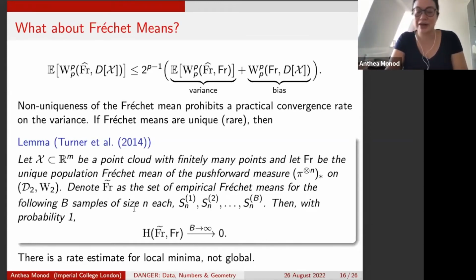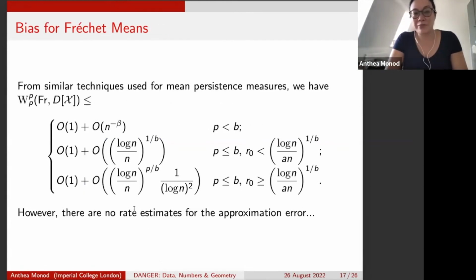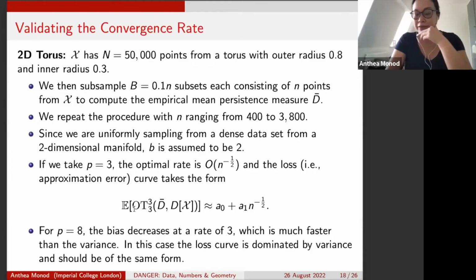So it's not something that we can actually rely on. But we can still study the bias, right? So we did the same bias calculation as we did before. We can use this, right? But again, we can't get any kind of guarantees on how well a Frechet mean of persistence diagrams computed from subsamples would approximate the true persistence diagram for the larger data set. So here, we basically have the bias, but again, no rate estimates for the approximation error.